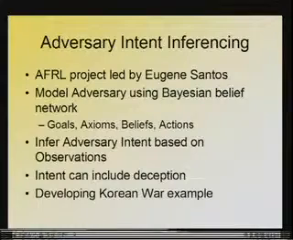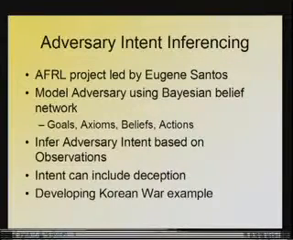Currently, I'm working on a project with Eugene Santos where we're trying to model an adversary using a Bayesian belief network representation, with nodes representing the goals, axioms, beliefs, and actions. We're modeling the adversary, the red group, and trying to infer the adversary's intent based on observations, and this intent can include deception.